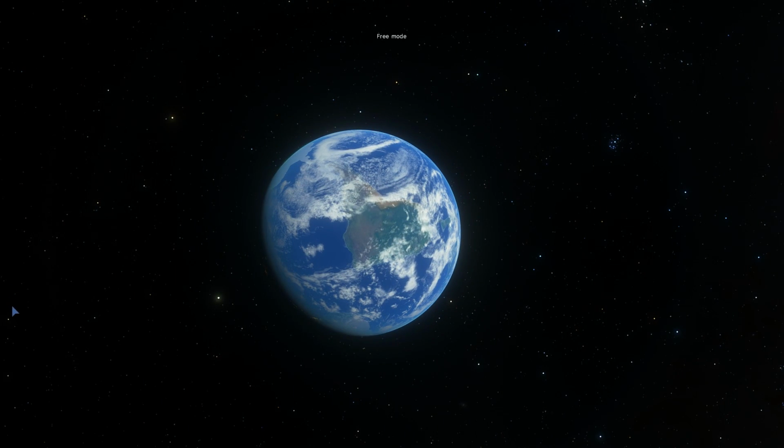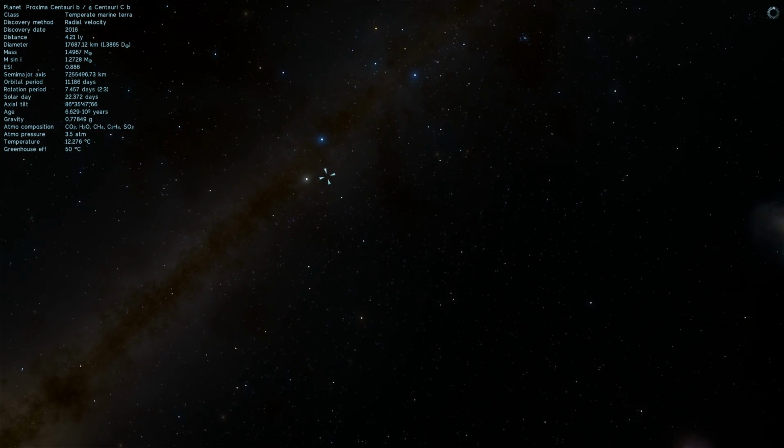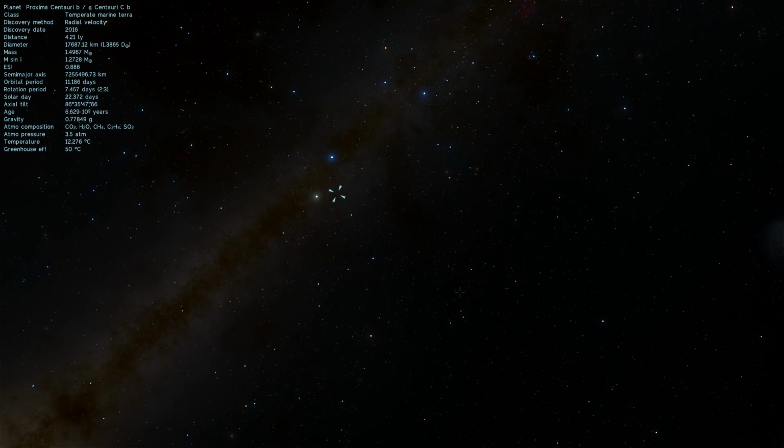You probably already know that Proxima b, located in this direction, is the closest exoplanet to us at a distance of about 4.2 light years. That's really close in space terms.